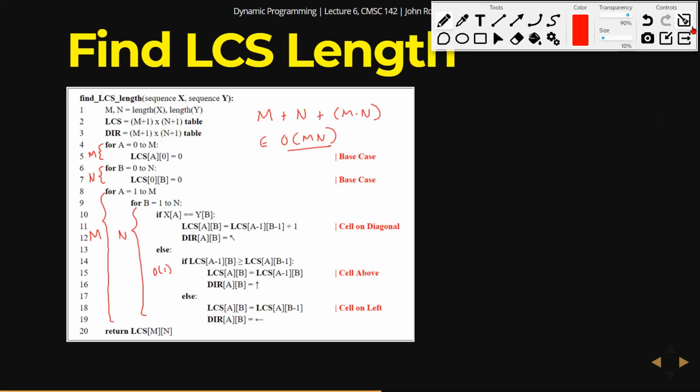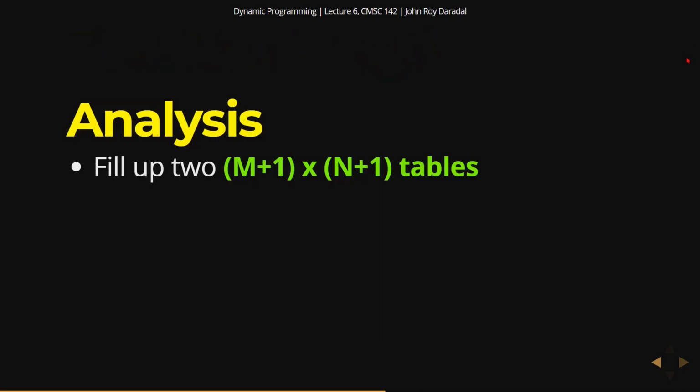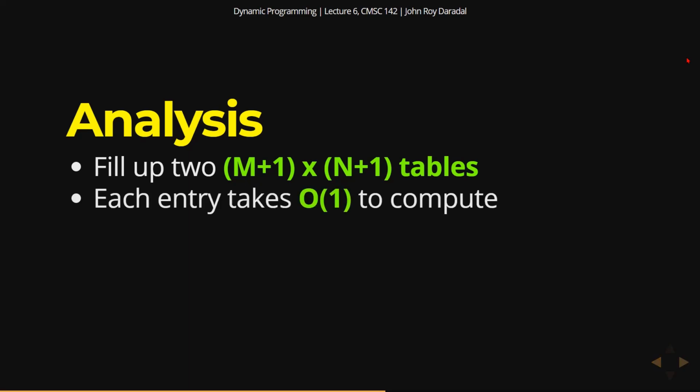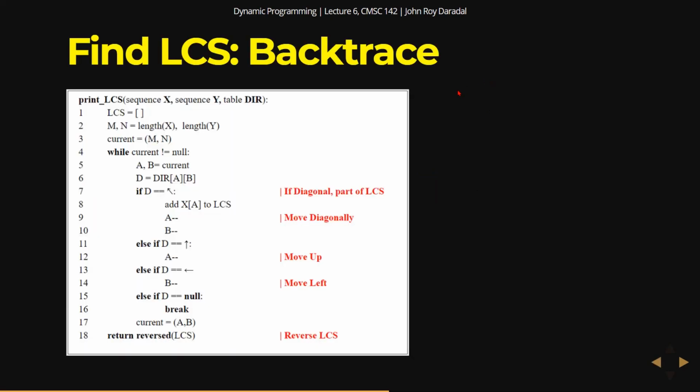Okay, so that is the analysis for our LCS algorithm. So we're filling up two m plus 1 by n plus 1 tables. Each entry takes O of 1 to compute, so the running time is O of mn. Okay, and the memory, of course, is also O of mn, because again, we are using two tables of size m by n, basically.